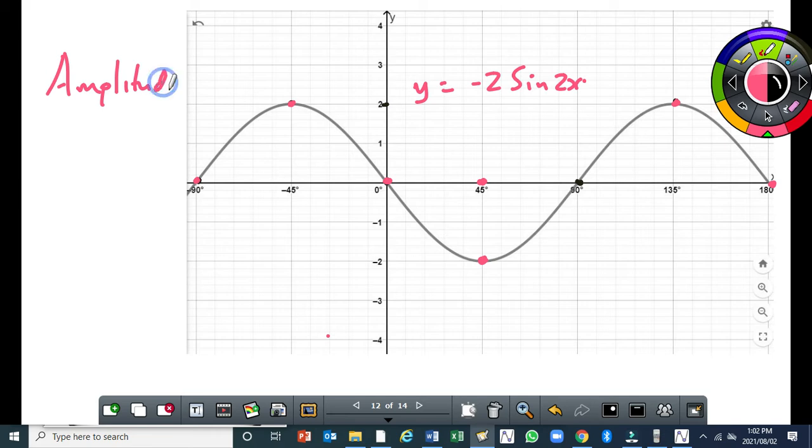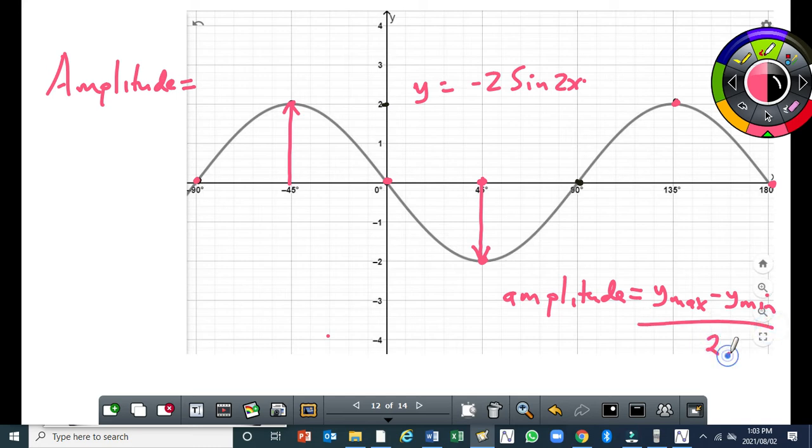So amplitude is a positive value, it's a distance. It is the height of a crest, this height here, or the depth of a trough, which is that. Amplitude is the height of a crest or the depth of a trough. You can also use this formula: amplitude is equal to y max minus y minimum, all over 2.